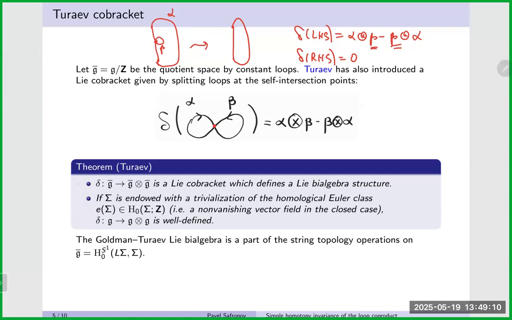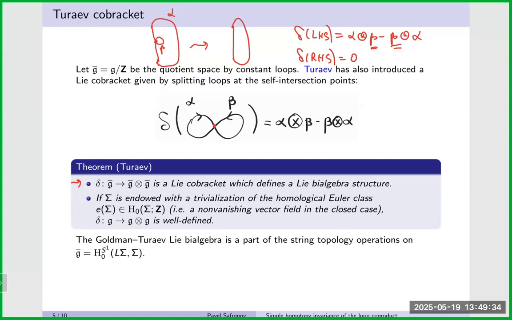Okay, so the theorem of Turaev is that it actually defines an interesting algebraic structure on the space. You had a Goldman bracket, which is a Lie bracket, and this is a co-bracket. So in total, you get a Lie bialgebra. It's called the Goldman-Turaev Lie bialgebra.